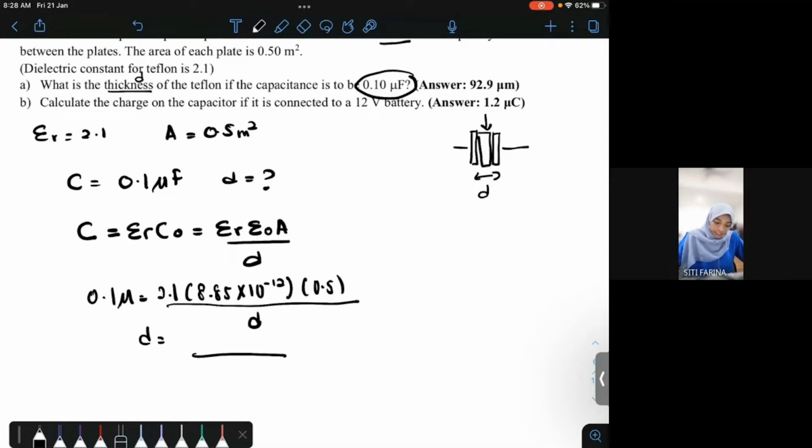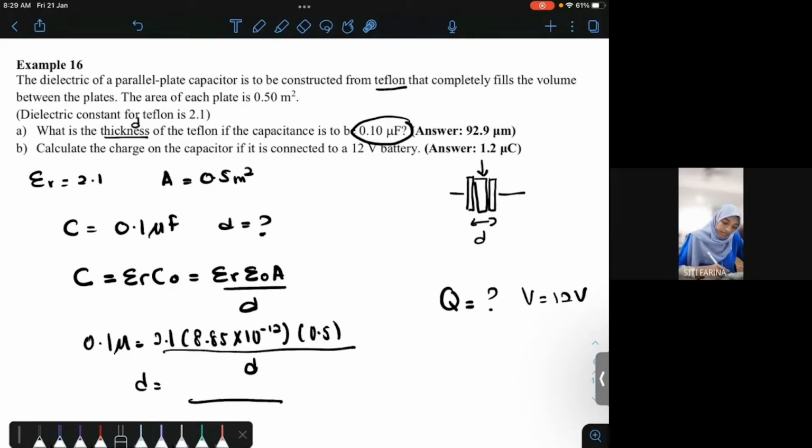Next, it says calculate the charge on the capacitor if it is connected to a 12 volt battery. Okay, so it asks to find Q when your V is 12 volt. Okay, so you are going to use the capacitor that is filled with dielectric, because at this particular point it says the dielectric of a parallel plate capacitor constructed from Teflon completely fills the volume of the plate. Meaning your capacitor comes with dielectric now.